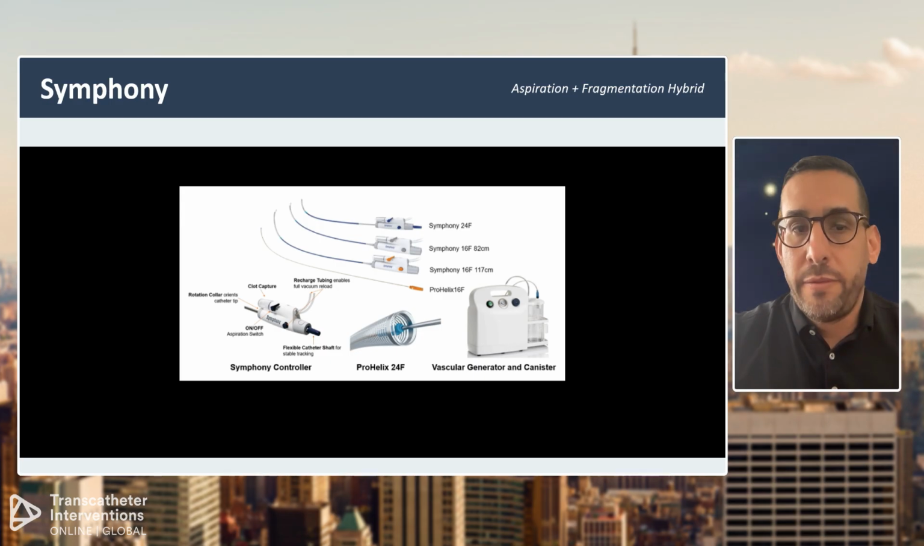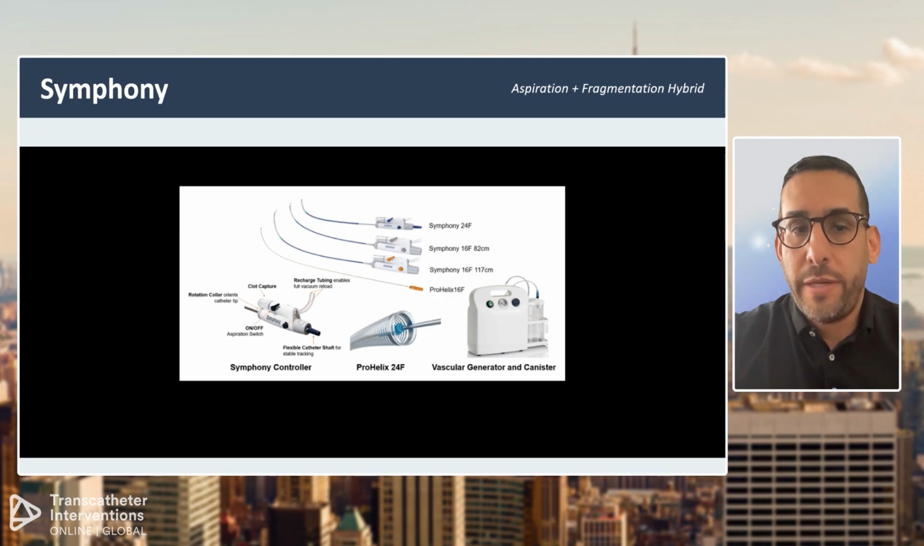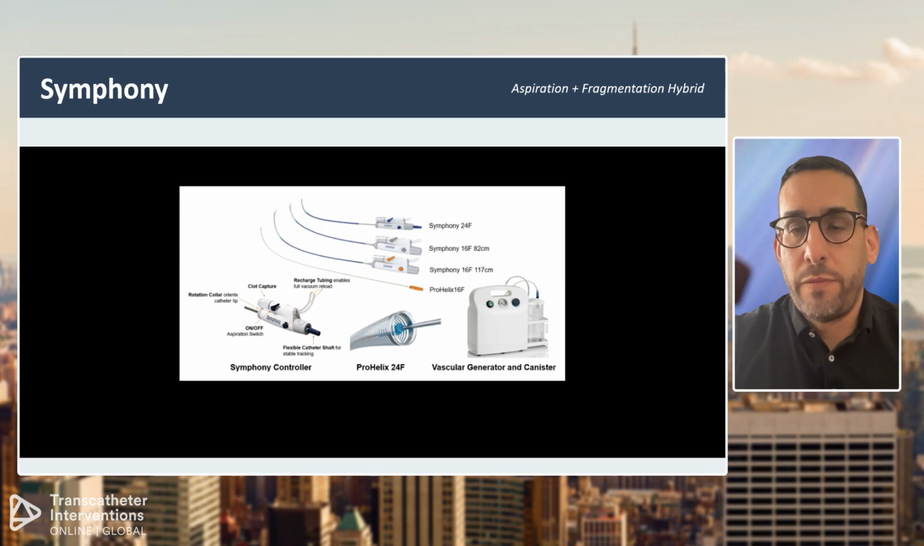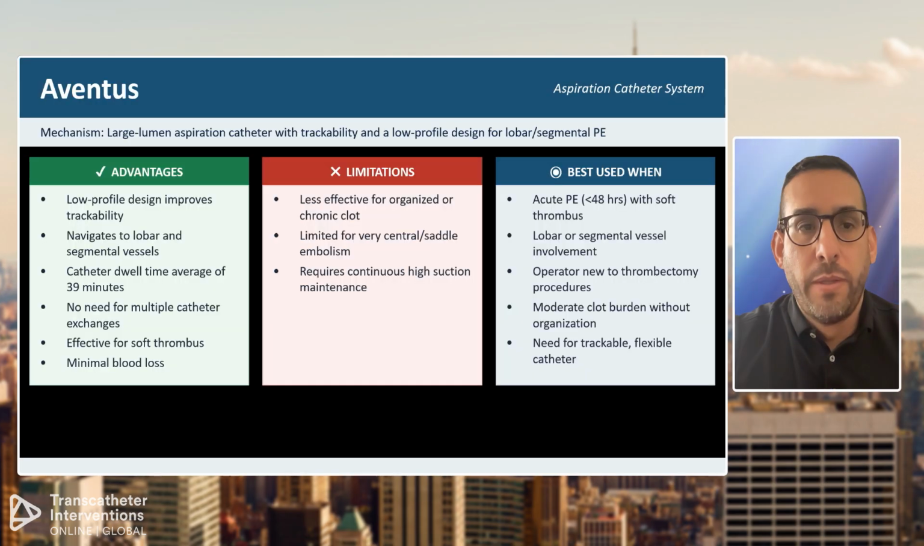It's called the Symphony, and this is how it looks. It has a vacuum generator and a canister. The profile is 24 French like the FlowTriever, so I think that's not a problem for folks who are used to using the Inari platform.